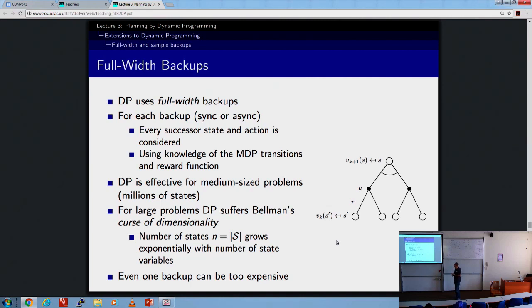One is replacing these full-width backups with sample backups. Okay, what do I mean by that? So when I'm updating d k plus 1 for s here, what do I do? I look at all the possible next states I might end up in, right? So that's called a full width backup. I'm looking at the full tree. I'm only looking 1 step ahead, but I'm looking at the full width of the tree in order to calculate my next value. Now, first of all, there's 2 things that are wrong about this.